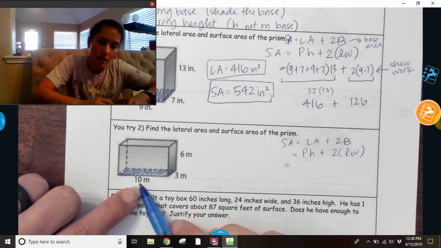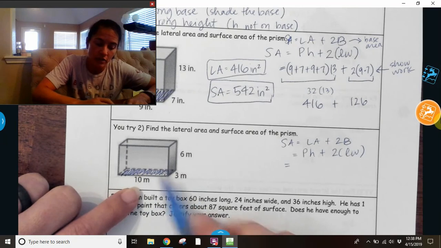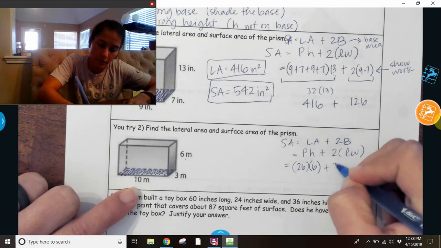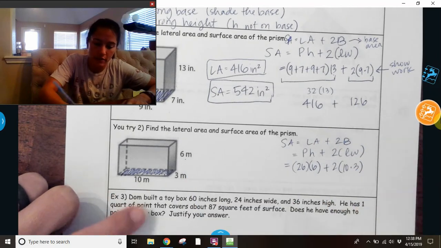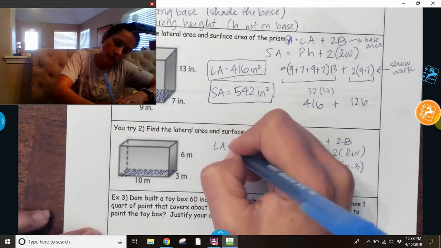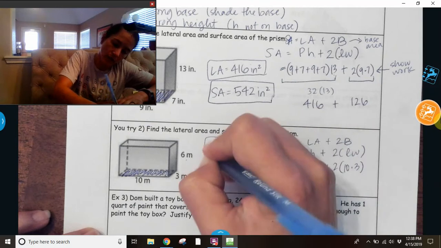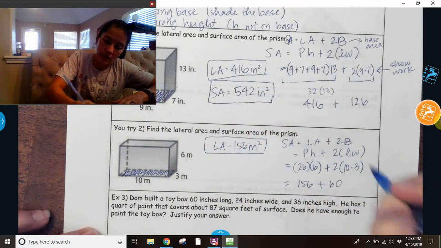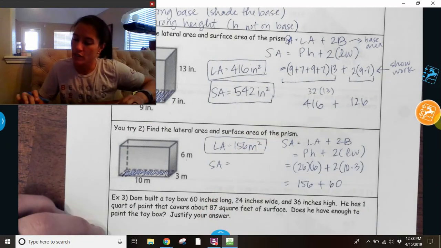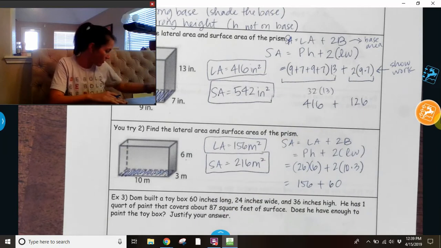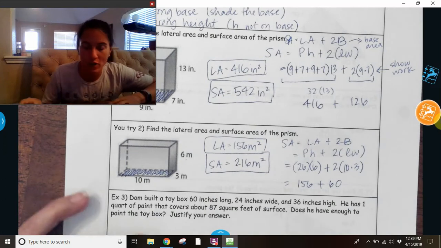So the perimeter would be 10 plus 3 is 13. 13 times 2 is 26. And then 6 is the height. And then 10 times 3. So 26 times 6 is 156. The lateral area is 156 meters squared. 10 times 3 is 30. Times 2 is 60. So the total surface area is 216 meters squared. Okay, so I hope you got that one correct. If not, just go back and watch it again slowly.